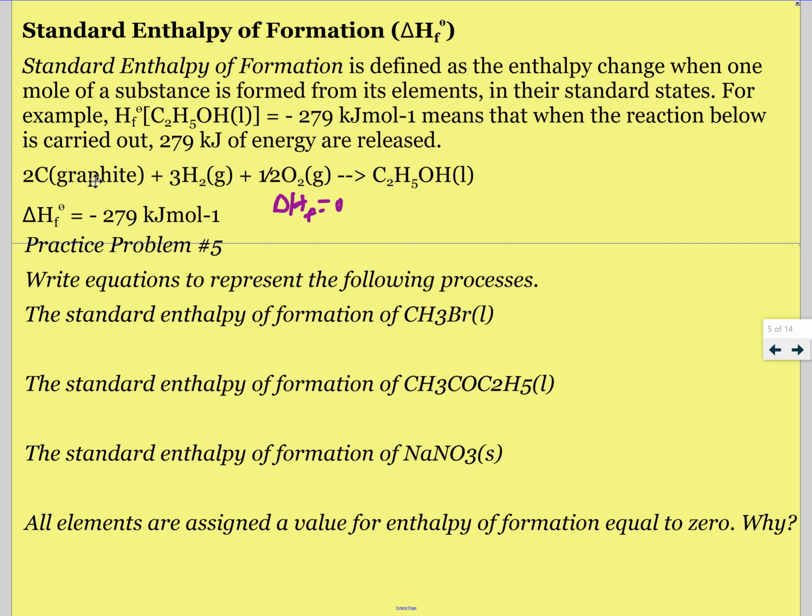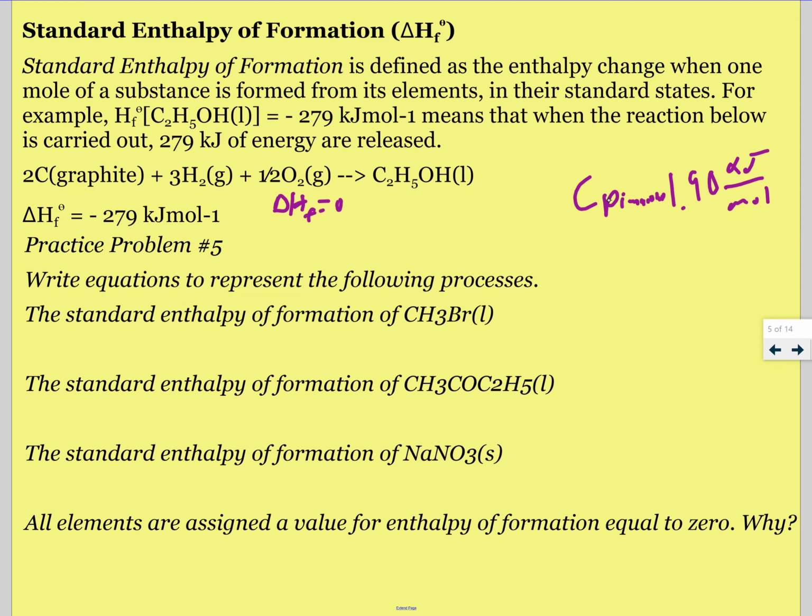Carbon comes in multiple forms. Graphite is what they chose, and so it's considered its natural state, so it would be 0. Whereas if we use carbon that's diamond, it'd be 1.9 kilojoules per mole. And that's for carbon diamond.